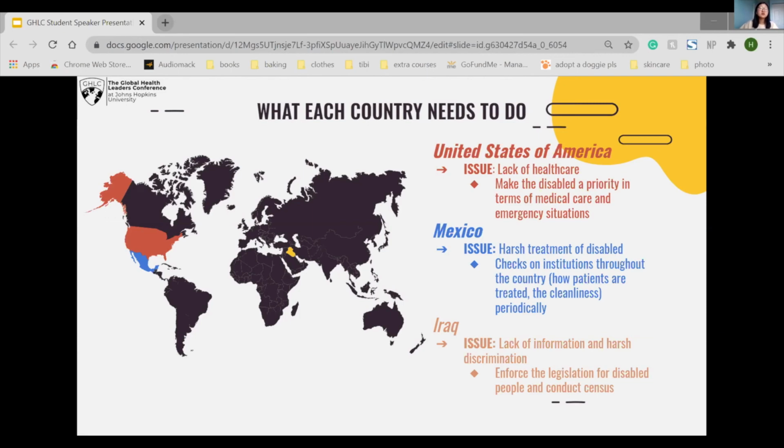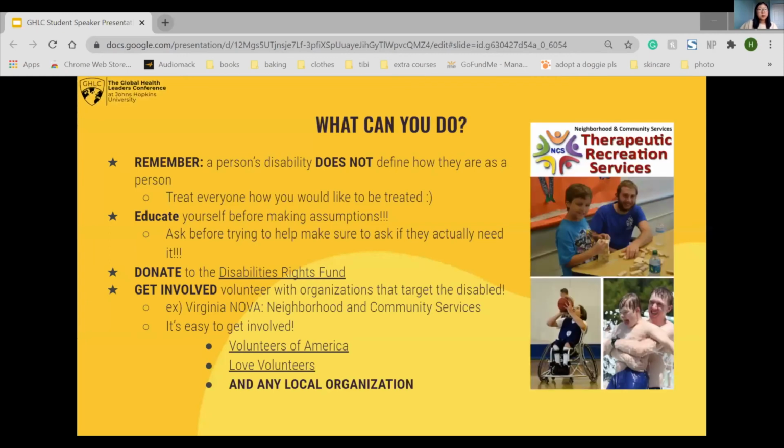So how can the international community improve? What can you do? Remember, a person's disability does not define who they are as a person, and treat everyone how you would like to be treated. Also, educate yourself and ask someone before you help them. Ask if they really need it. And most importantly, get involved with your local organizations.